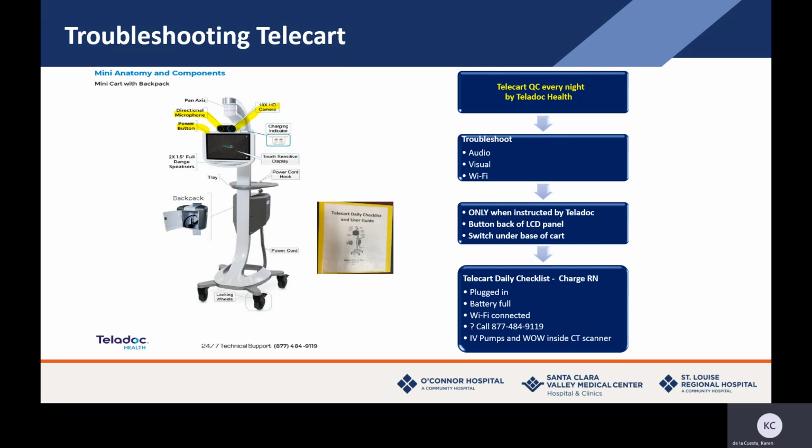So powering down the cart is only instructed by teledoc. You have to call them in on the help desk to do so. Again, that's the button on the back of the LCD panel. So when you get to the ED, I encourage you that you check out the telecart. If you're unfamiliar with it, have not seen this model before, this is the RP Lite. Okay. Other than that, when not in use, the telecart stays plugged in, the battery is full.